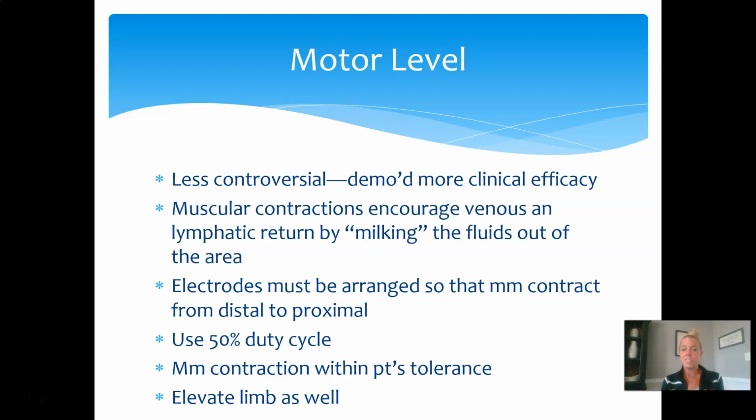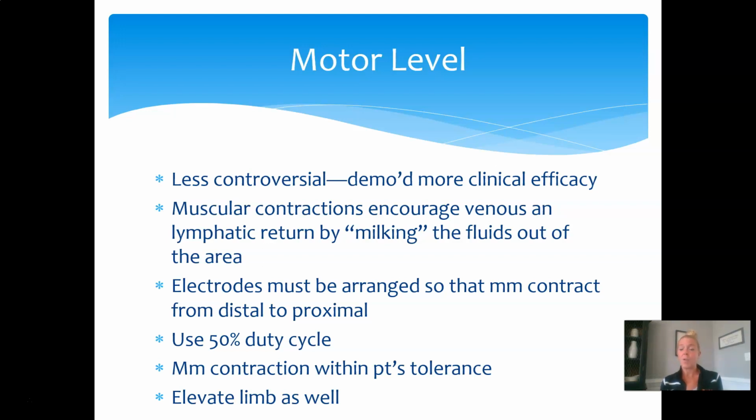The electrodes do need to be arranged on a nearby muscle group. So if we're doing sensory level edema control, we place the electrodes right on the site of injury. If we're doing motor level edema control, we're going to put it on a nearby muscle group. So let's use the example of an ankle sprain. If I catch that person before the ankle has swollen up, I'm going to put my electrodes right on the lateral side of the ankle where they sprained it most likely. I'm going to run high volt. I'm going to run it at sensory level to try to prevent edema from forming.